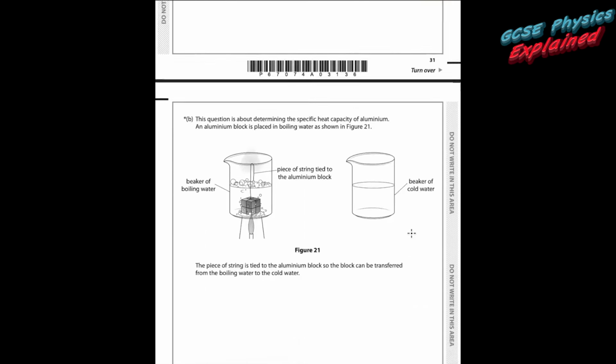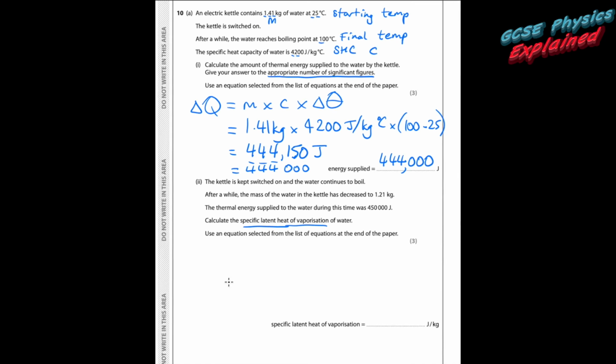Right, let's have a look. Right, there's your specific latent heat. So this is the equation we need. The thermal energy for the change of state equals the mass times the specific latent heat. So Q equals M times L. And they want us to calculate the specific latent heat of vaporization. So let's rearrange that. M times L goes on the bottom and Q goes on the top then. Cover up L, what you're left with, Q divided by M. So L equals Q divided by M.